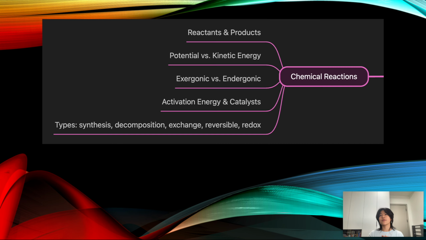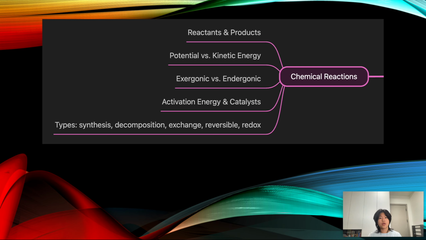So now let's talk about chemical reactions. In every chemical reaction, we have our reactants and our products. The reactants interact in a way to form our products. One example is the production of water. So we have two hydrogen molecules and one oxygen molecule, and they react together to form two water molecules, which is our products. Then we have two different forms of energy that would be useful for you to know.